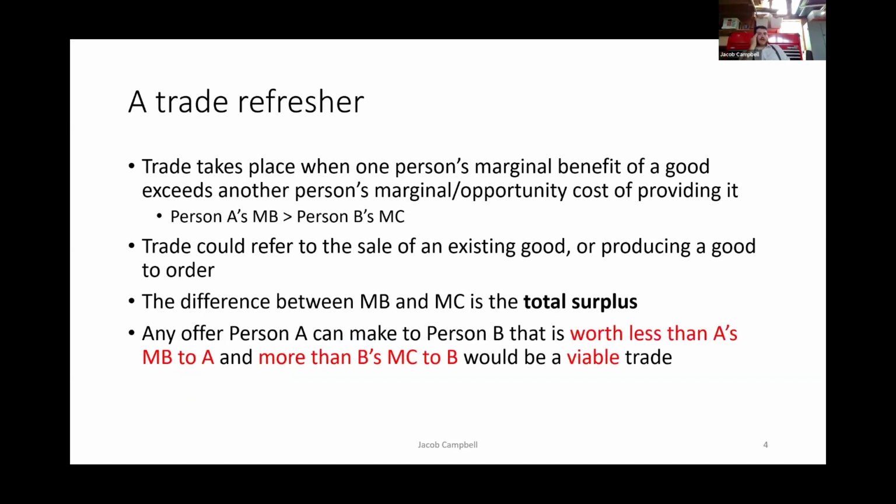Now, as a quick refresher, trade takes place when one person's marginal benefit of a good exceeds another person's marginal cost of providing the good in terms of the payment that must be made. And trade could refer to the sale of an existing good, or it could refer to producing a good to order. But either way, the difference between the marginal benefits and the marginal costs is the total surplus. And any offer person A can make to person B that is worth less than A's marginal benefits to A and more than B's marginal costs to B would be a viable trade. Any trade that can make B better off and also make A better off because A values it more than B is viable.